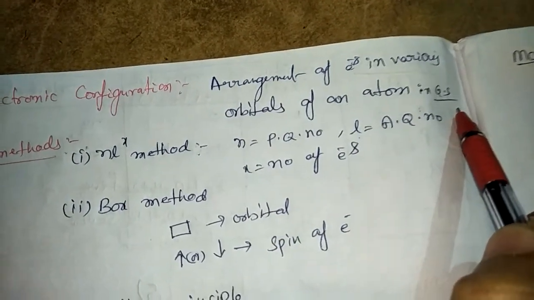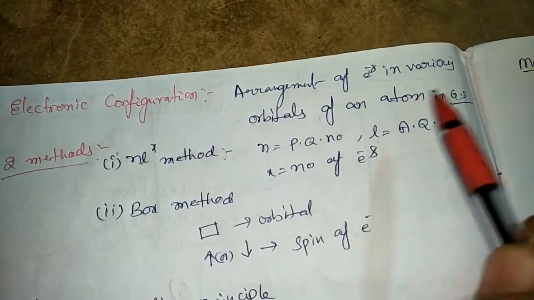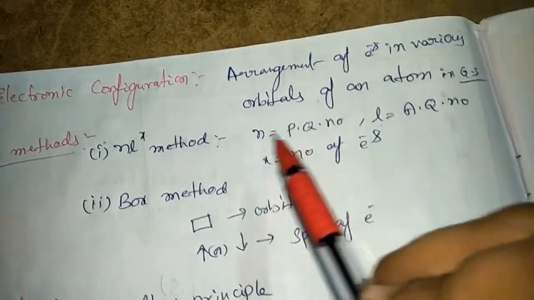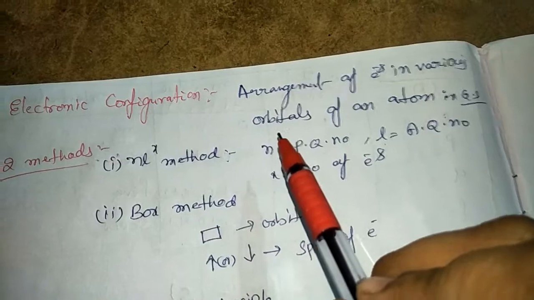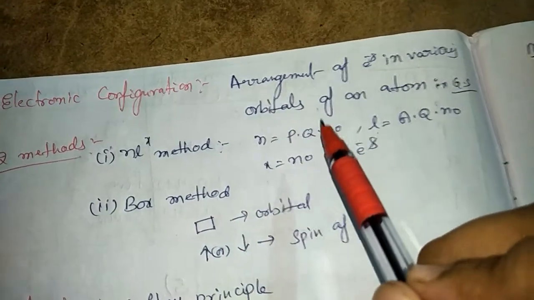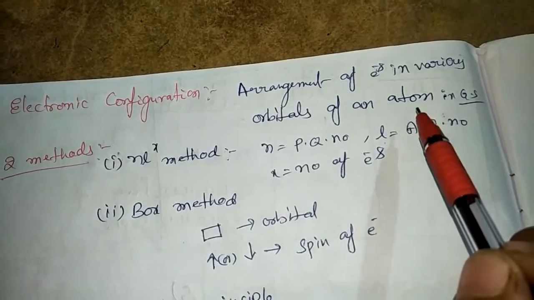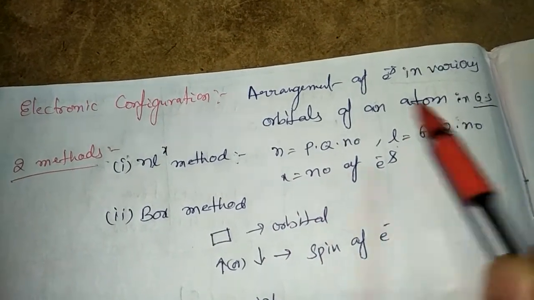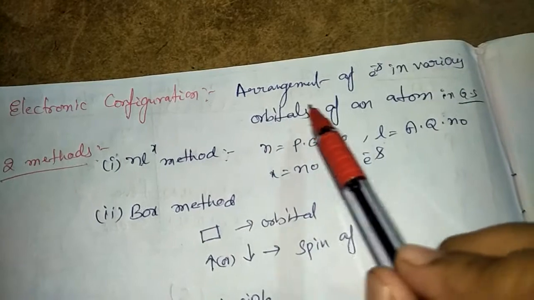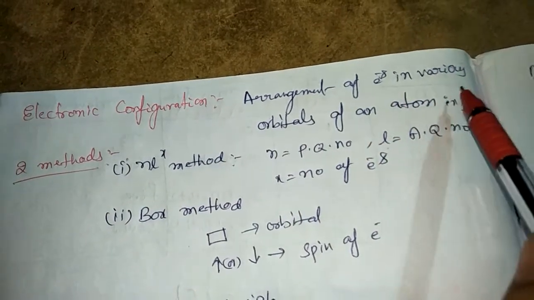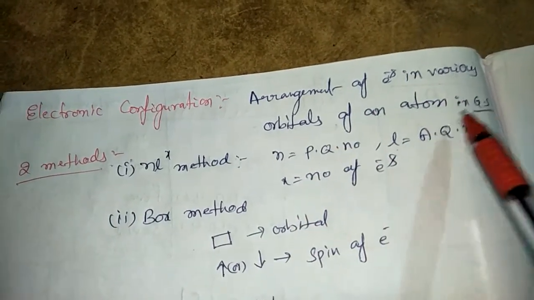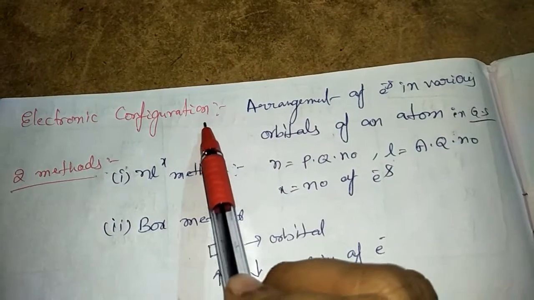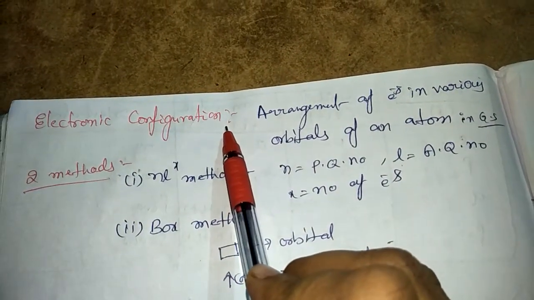You know very well, in the center of the atom the nucleus is there. Around the nucleus there are several shells. In several shells some orbitals are there. In those orbitals, how the electrons are arranged, one systematic arrangement of electrons in various orbitals of an atom in ground state is called the electronic configuration.